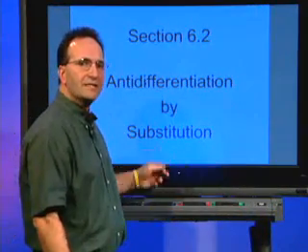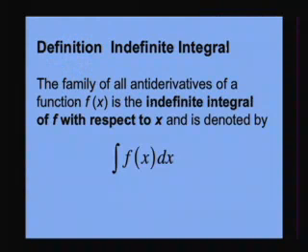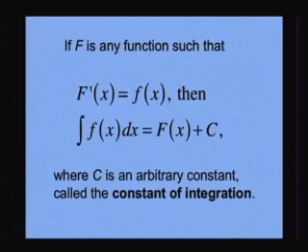Let's get started with a definition. The family of all antiderivatives of a function f of x is the indefinite integral of f with respect to x, and it is denoted by the integral f of x dx. If capital F is any function such that F prime of x is equal to f of x, then the integral of f of x dx is equal to capital F of x plus c, where c is any arbitrary constant called the constant of integration.